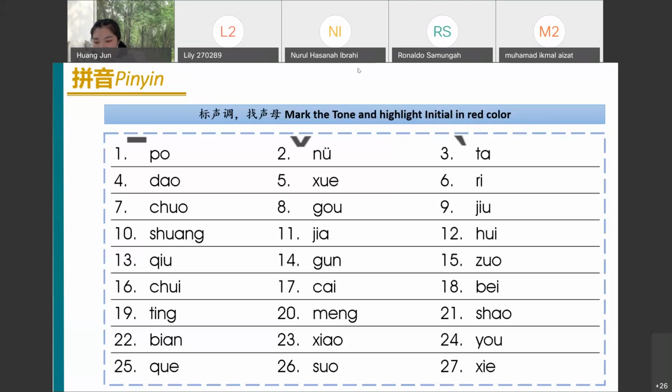Okay, initial, some people still have a problem. But at least most of you, when you mark the finals, you mark the initials and the tones over there. For rule number 1 and number 2, most of you already remember. For tone marking rules number 3 and 4, try to be careful again. For those people who didn't submit yet, hurry up.